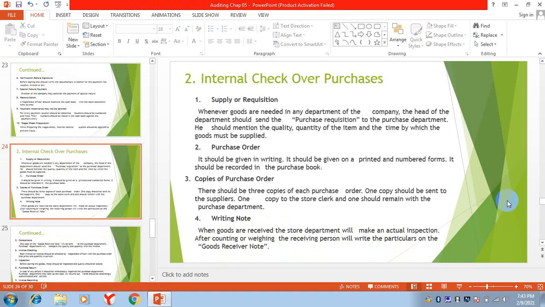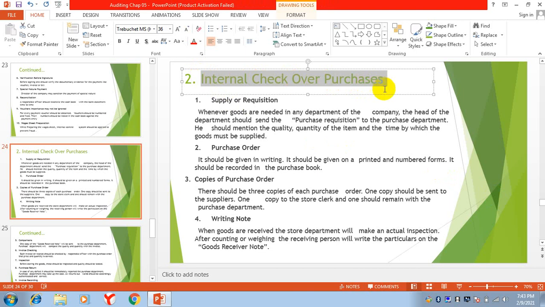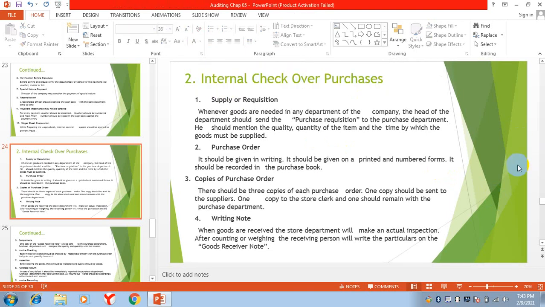Today we are going to start another thing, internal check over purchases. Whenever we are making purchases, what internal check will we follow to prevent fraud and error?